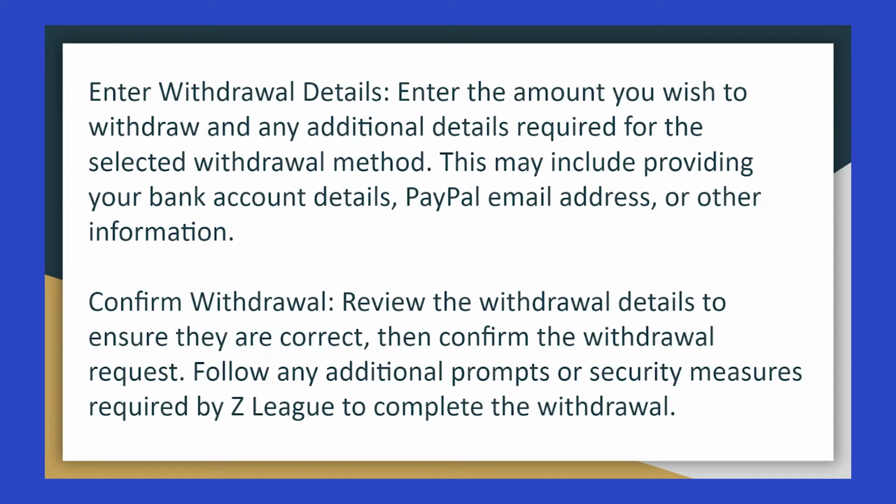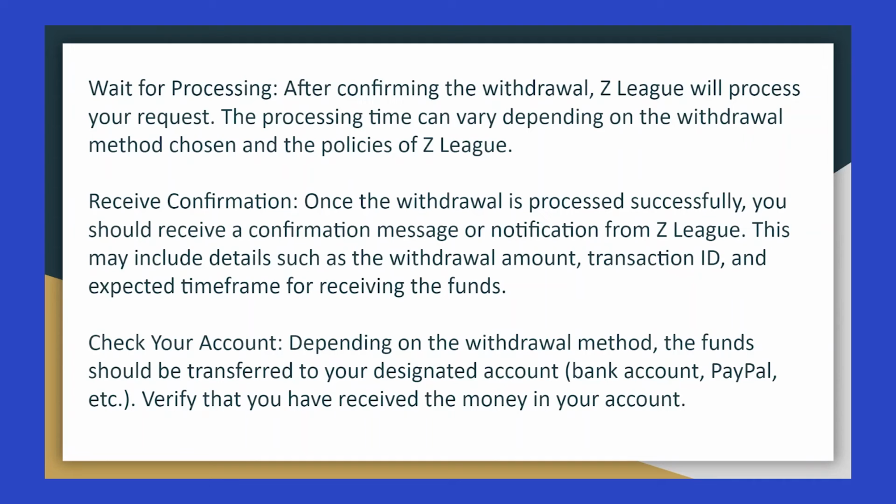Review the withdrawal details to ensure they are correct, then confirm the withdrawal request. Follow any additional prompts or security measures required by Z-League to complete the withdrawal. After confirming the withdrawal, Z-League will process your request. The processing time can vary depending on the withdrawal method chosen and the policies of Z-League.